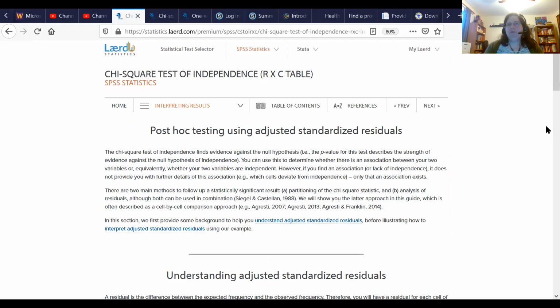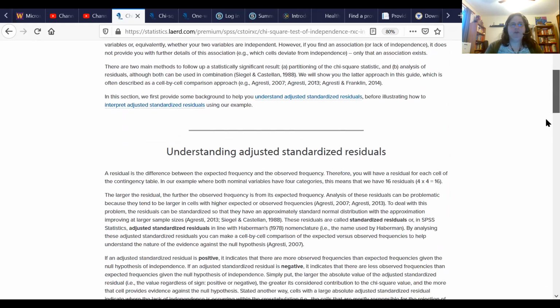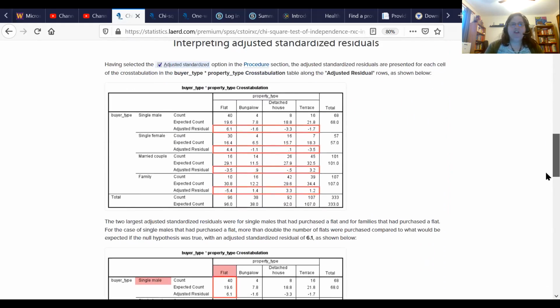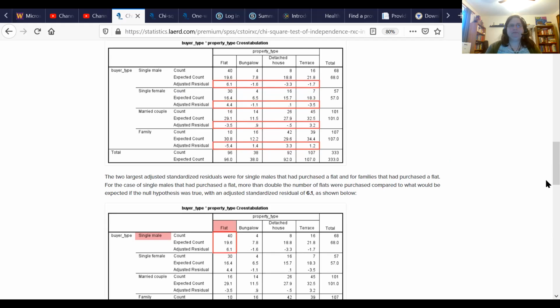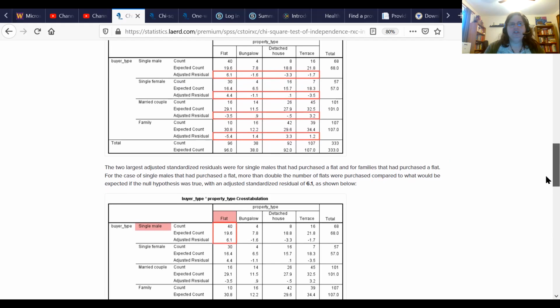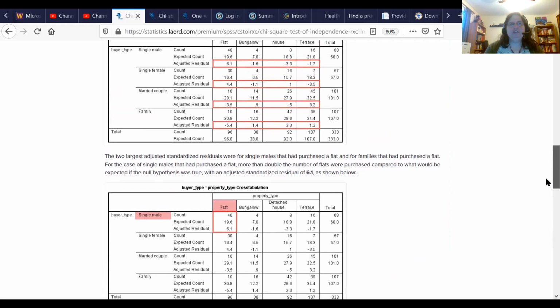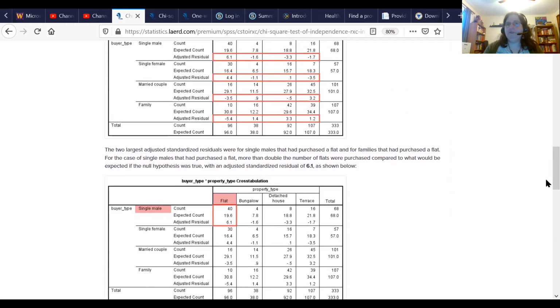Now I promised you that we could do some post hocs this time, so we're going to. Don't worry, it's actually pretty straightforward. We're going to look at our adjusted residuals for those that are higher than +3 or lower than -3. Okay, we're looking for something bigger than 3.